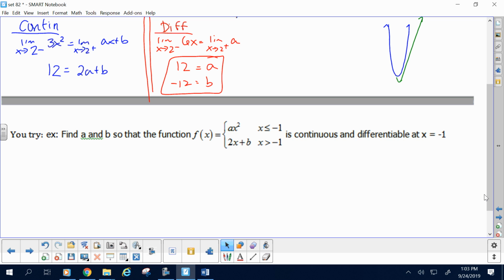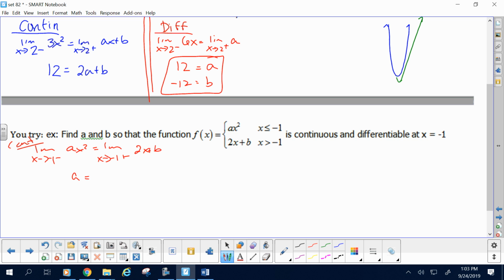What do you say a is? I hope you did good work. ax squared equals the limit for continuity, something like this. That implies that a equals negative 2 plus b.